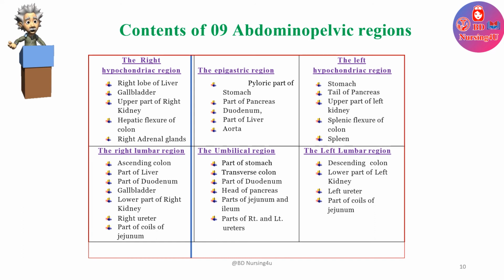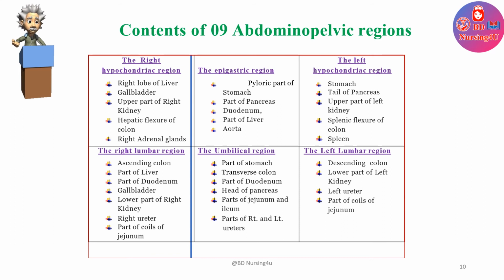The epigastric region: pyloric part of stomach, part of pancreas, duodenum, part of liver, aorta. The umbilical region: part of stomach, transverse colon, part of duodenum, head of pancreas, part of jejunum and ileum, part of right and left ureters.